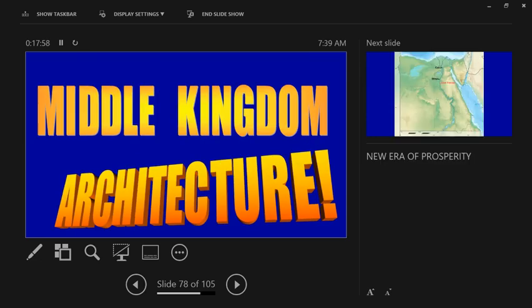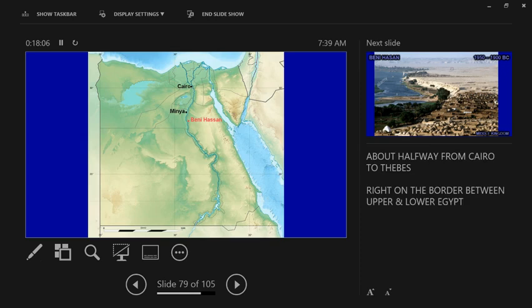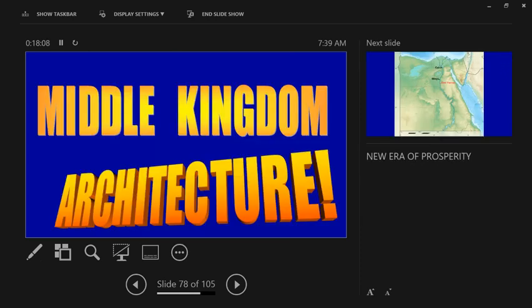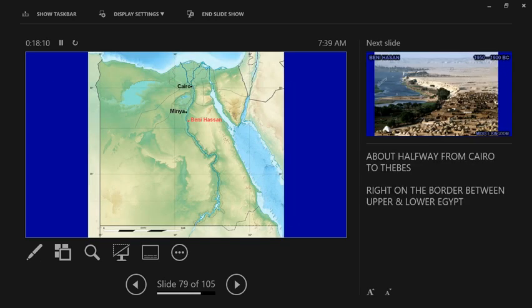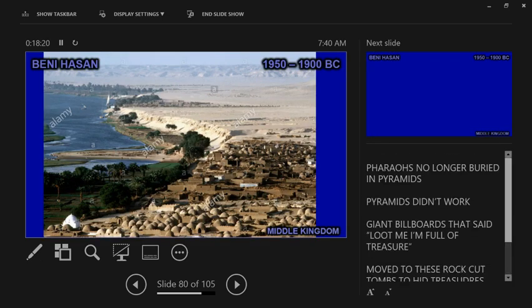We're going to start with the architecture. And we're going to go to a place called Beni Hassan. It's about halfway from Cairo to Thebes, and it is right on the border between the upper and lower Egypt. So this is Beni Hassan.